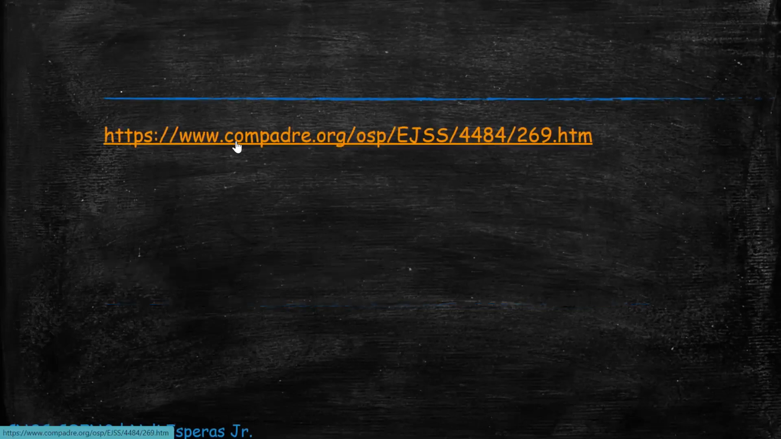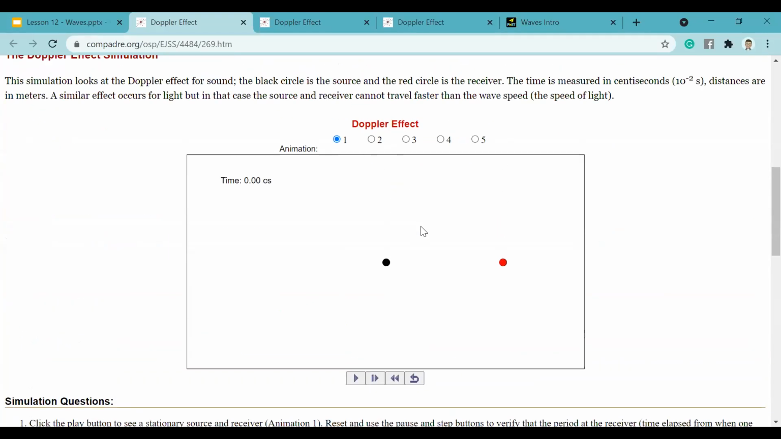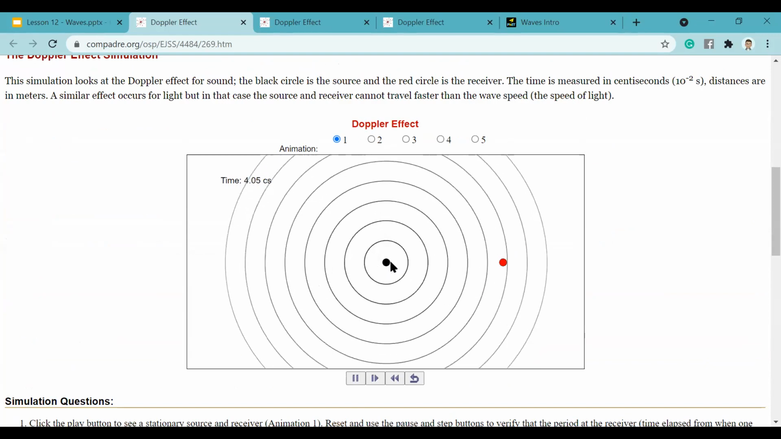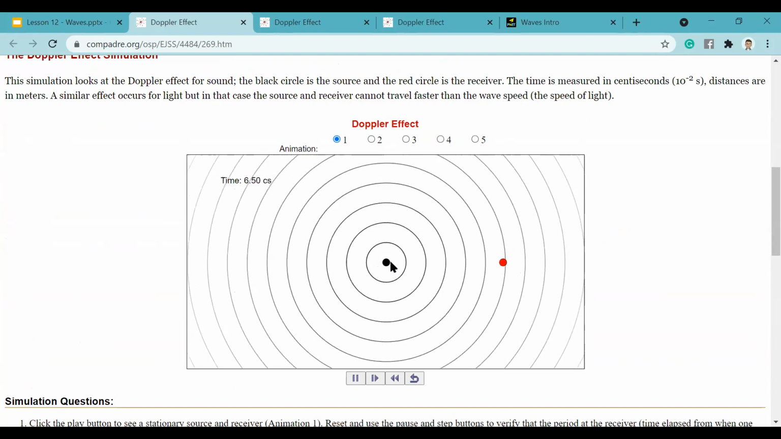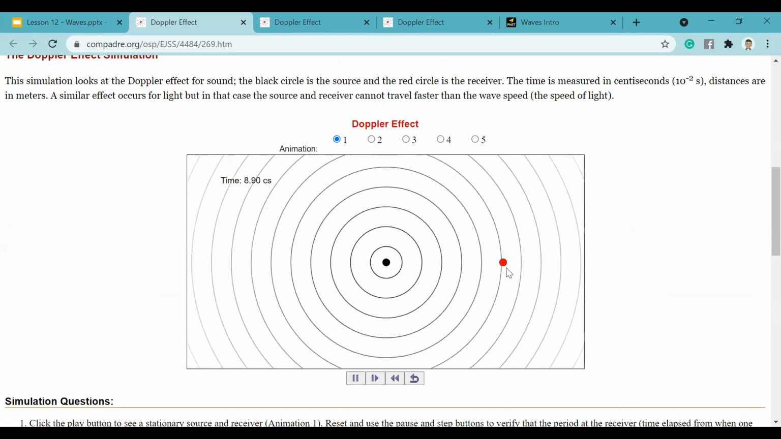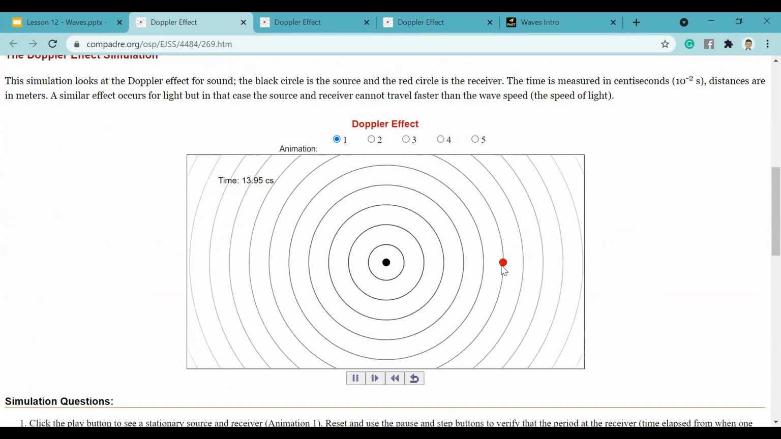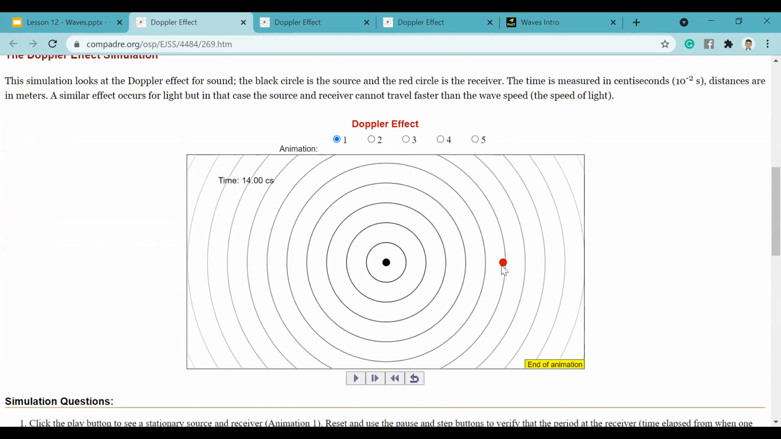Now let's go to the simulation. This simulation will illustrate the Doppler effect, and we have here 5 scenarios. For our first scenario, the observer and the source of the sound, which is the black one, are both stationary or have no velocity. And by the way, the observer is this red one. So you can see that the observer perceived a constant amount of sound intensity or heard a constant frequency.